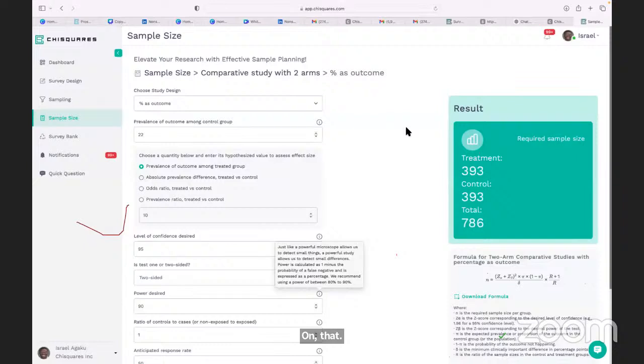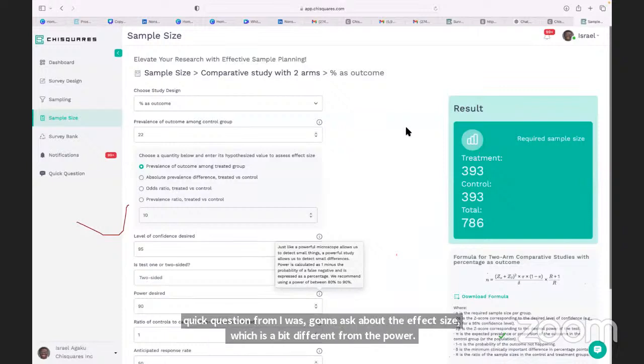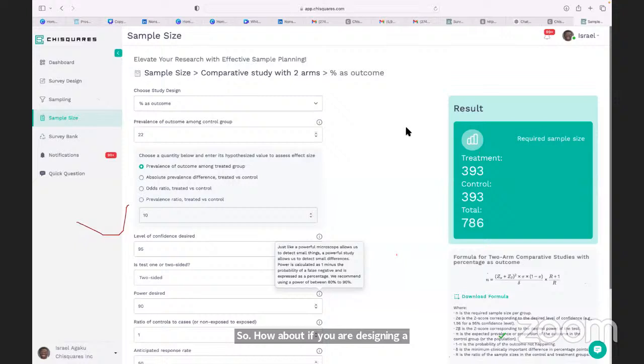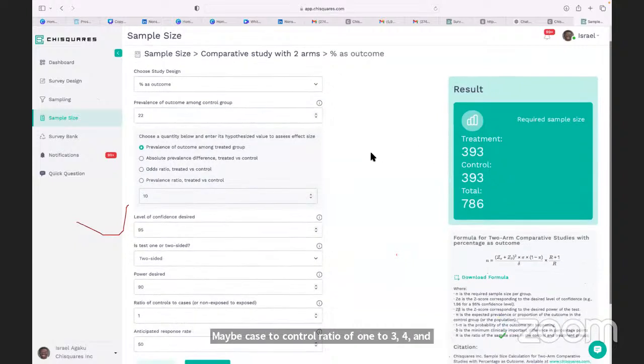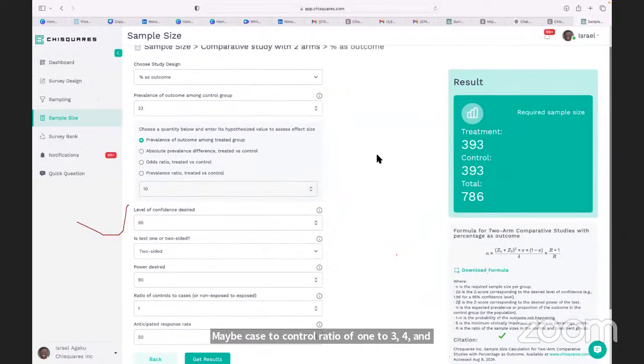I was going to ask about the effect size, which is a bit different from the power. How about if you are designing a case control study and you have an anticipated effect size, let's say you want to detect at least 15% differences between the cases versus the controls? How do you fit that into this equation? And you may also want a case to control ratio of maybe 1 to 3 or 4, and the higher it is, the more powerful the study would be. How do you account for that here?